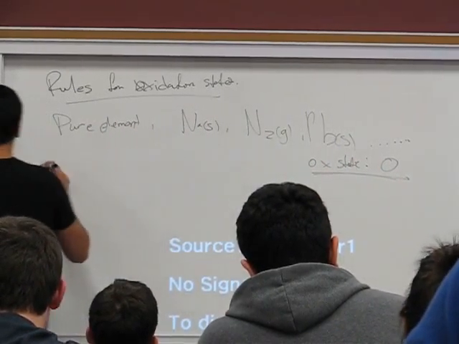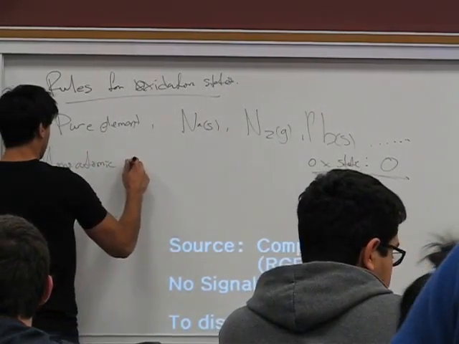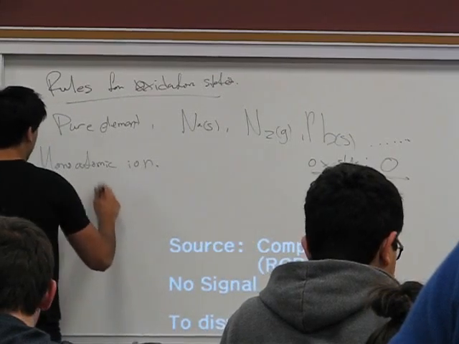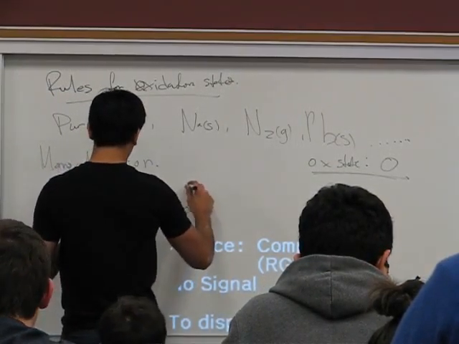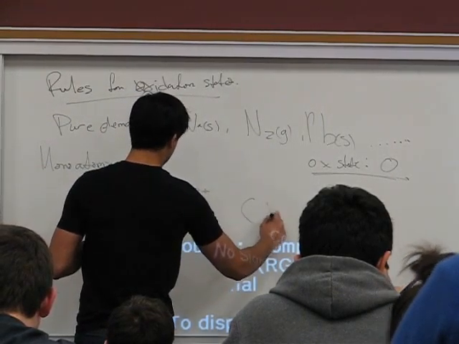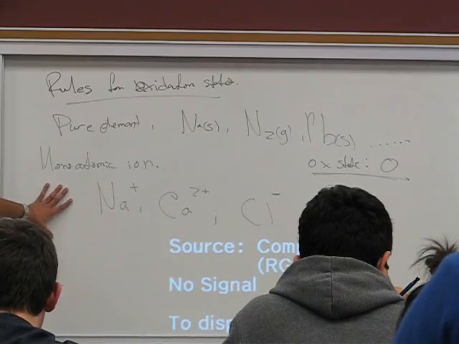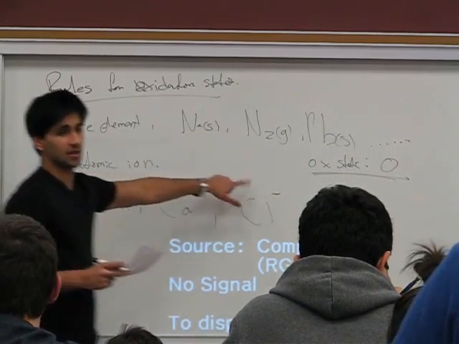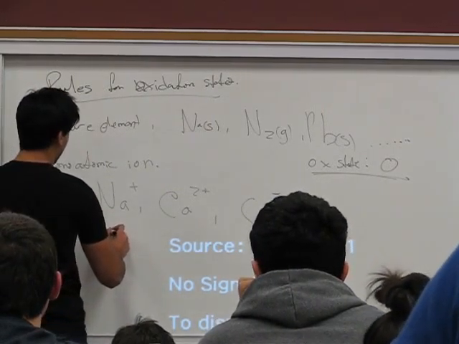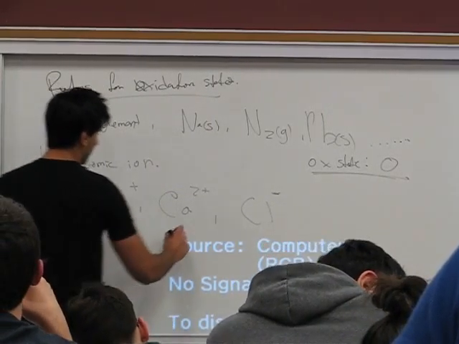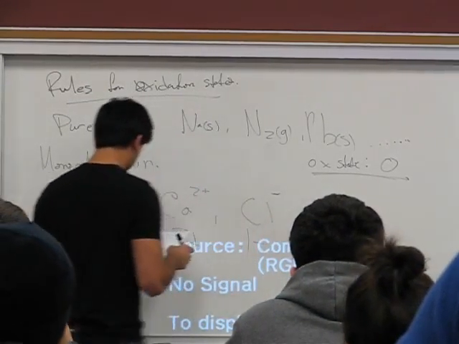If you have a monoatomic ion, an example would be Na+, Ca2+, Cl-. The oxidation state of the monoatomic ions are identical to the charge on the monoatomic ion. So the oxidation state for a sodium ion would be +1, this would be +2, this would be -1.